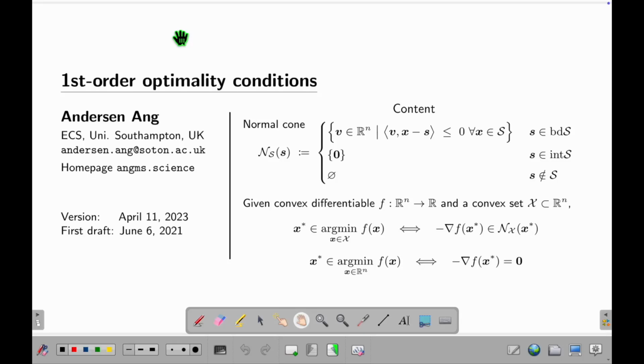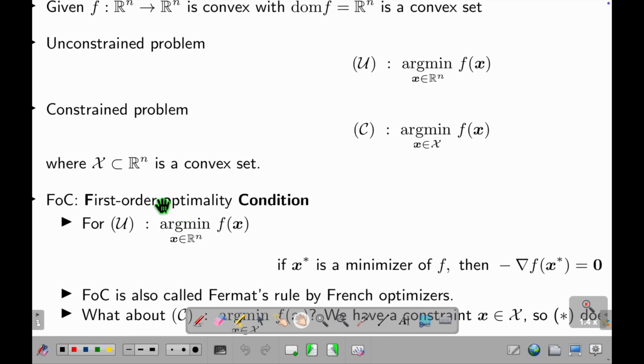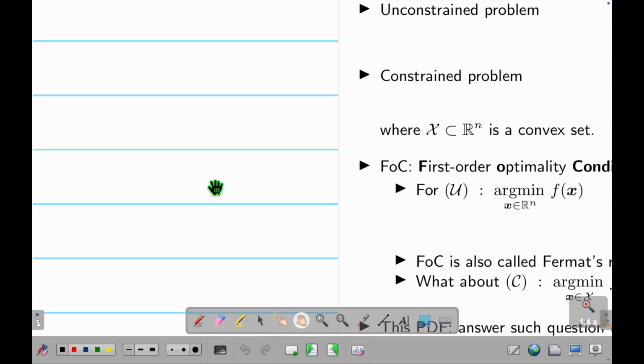How do you tell x is the best? So we have this unconstrained, constrained. How do you tell x is the best? So we have FOC, first order optimality condition. Okay, before FOC, let me talk about ZOC, zero order optimality condition.